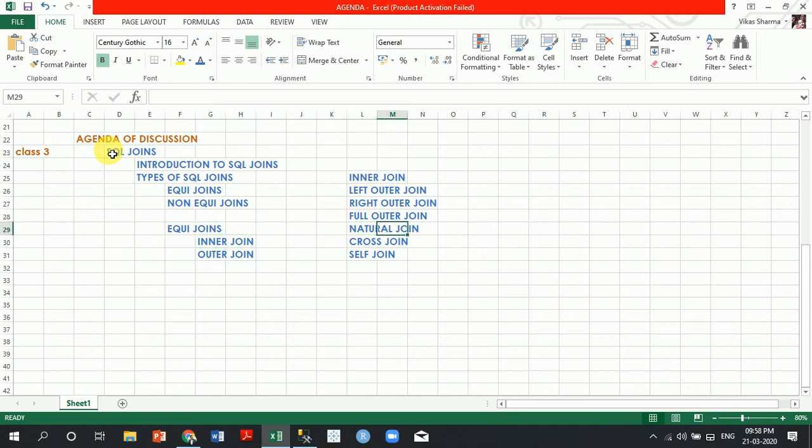Later on in detail, we are going to discuss what an inner join is, what left outer join, right outer join, full outer join, natural join, cross join, and self join are. So all these topics we are going to cover in today's class. So without wasting our time, let's discuss the lesson.